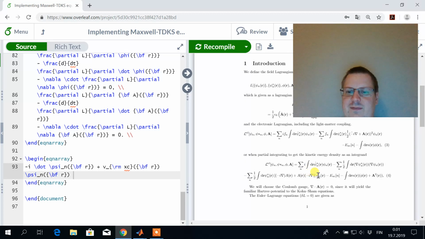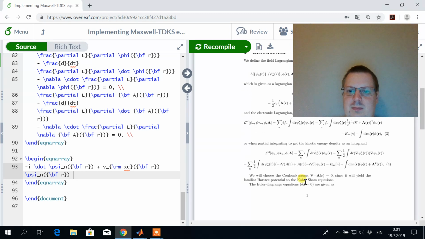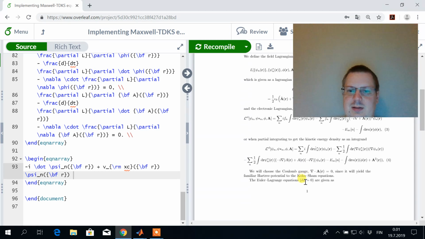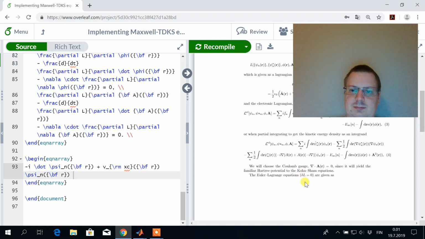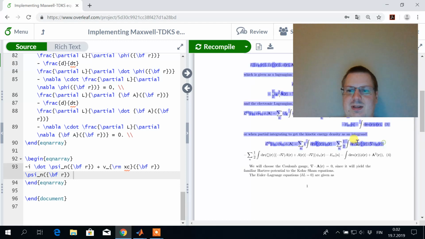So in the field Lagrangian part, but let's see. So let's first try the kinetic energy because it's the simplest one.